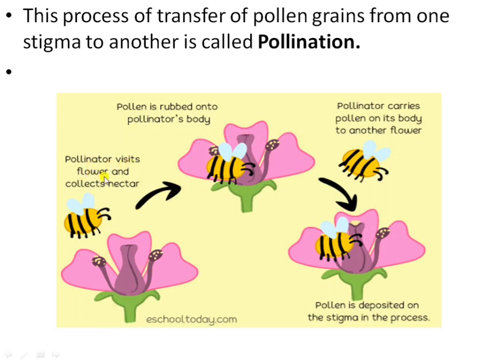First, the pollinator, this insect, visits a flower and collects the nectar from that flower. When the insect is collecting the nectar, pollen is rubbed onto its body. When the pollinator carries pollen on its body to another flower, the pollen is deposited on the stigma. In that process, pollination occurs. Pollen grains are the male gametes. Transfer of pollen grains from the anther of a flower to the stigma of a flower is pollination.